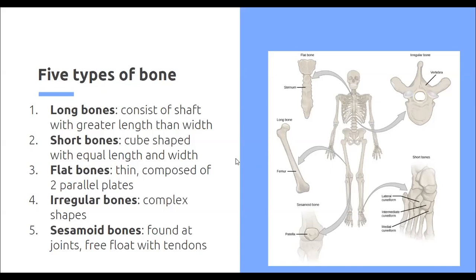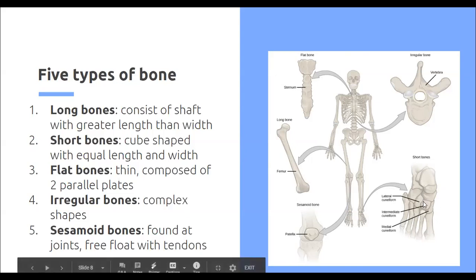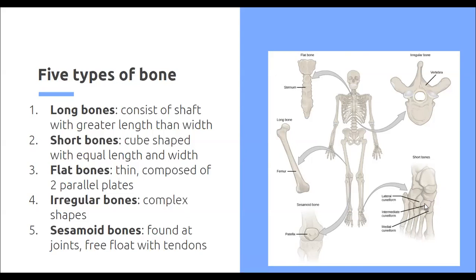Then we have short bones, and short bones are cube shaped, and they have equal length and width. If you think of a cube, all sides are equal. You can find these in your foot right here, your short bones. Special bones in your foot are actually cube shaped. They're very small, as you can see, in the foot.